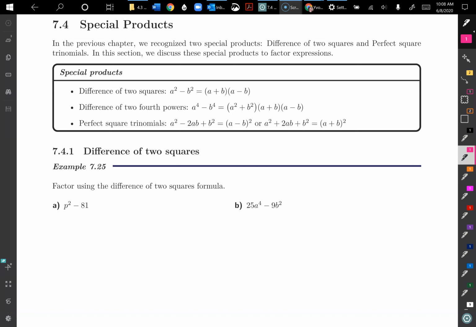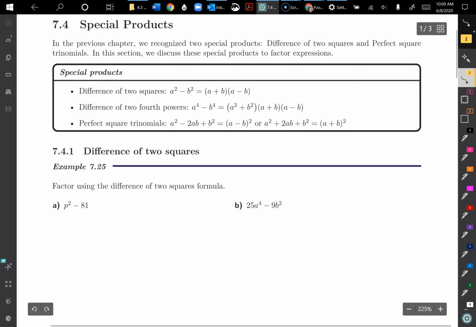In this video, we're going to look at section 7.4, page 99 of your workbook, special products. So we've been learning about in chapter 6, when we multiply binomials, we will get some special products, difference of two squares, and perfect square trinomials. So now we're going to look how to reverse the process and to factor those.